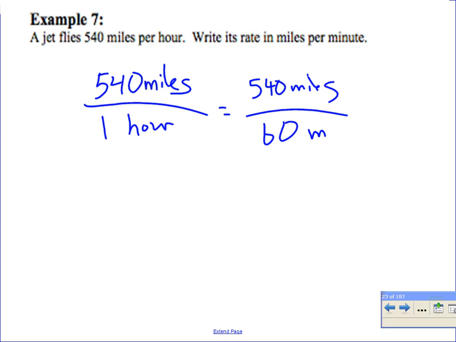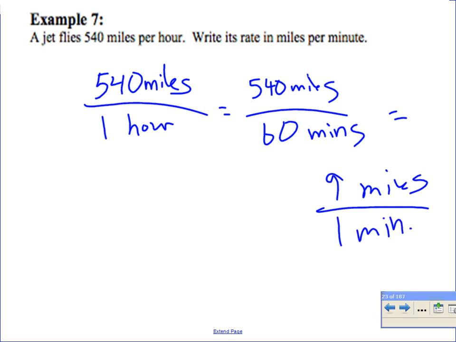Everyone with us? So completely simplified, what is the miles per minute? Doug? No. Emma H? Good. 9 miles for every 1 minute. What kind of rate is this? Unit rate. Pretty easy. Questions? Sean? A unit rate always has a 1 in the denominator. It has to be completely simplified, but it always has a 1 in the denominator.